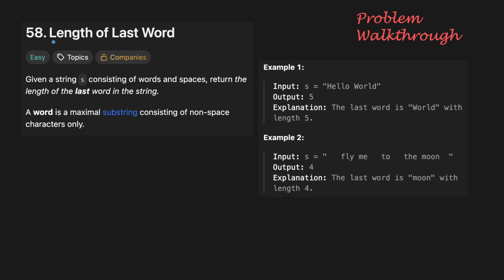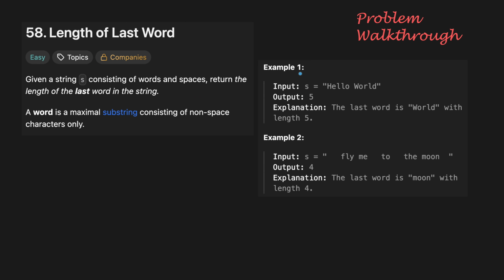Hello everyone, welcome back. Today we're tackling a classic LeetCode easy problem, length of last word, problem number 58. In this problem, we are given a string S that contains a mix of words and spaces. Our goal: find the length of the very last word in that string. To keep it simple, a word is just a continuous sequence of characters without any spaces.